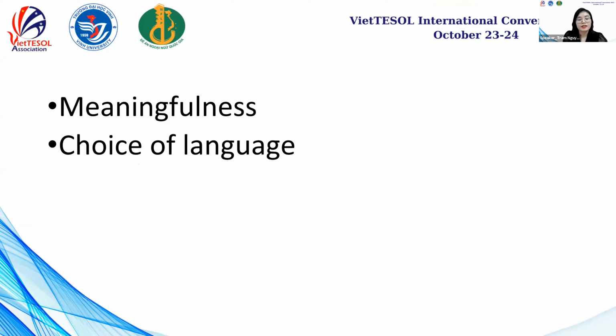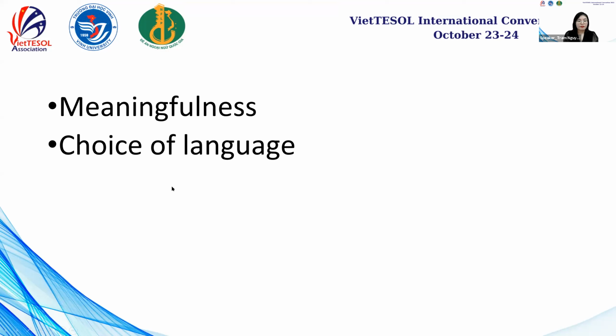The second one is the choice of language. It means that they can be free to use whatever kind of language or materials or structures they want, just with the aim to complete the task. So there shouldn't be any restrictions on what they can use, like you must use this or you mustn't use that. That can restrict their ability to speak and be fluent in English.